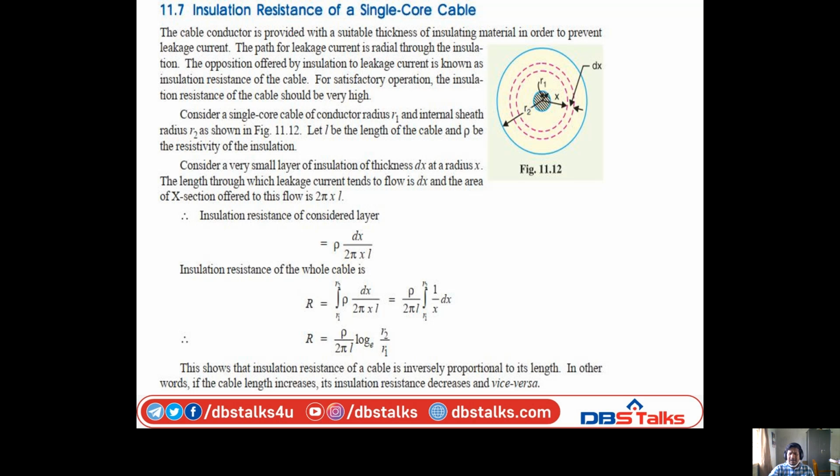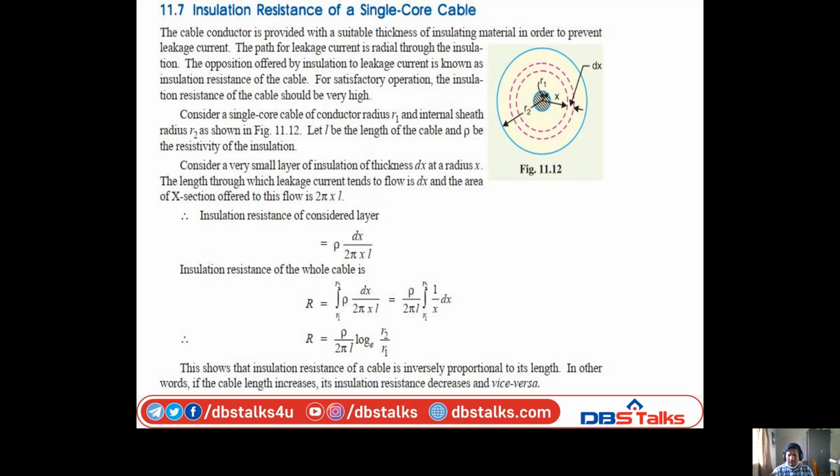Generally, the cable may be operating under satisfactory conditions such that the insulating resistance is very high. Let us consider a single core cable of conductor radius small r1 and sheath radius small r2, as shown in the figure. Let small l be the length of the cable and rho be the resistivity of the insulation.